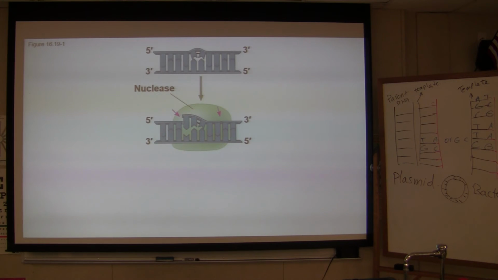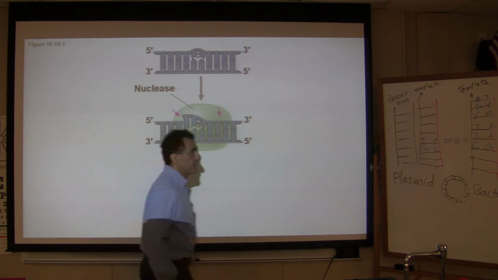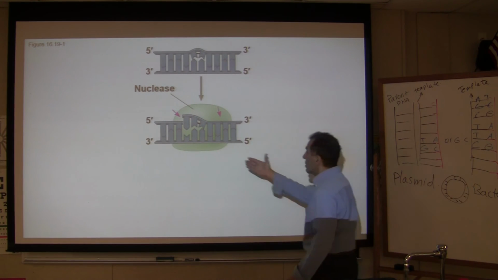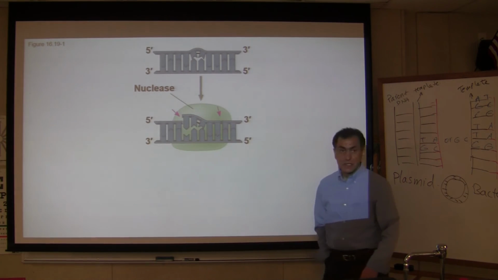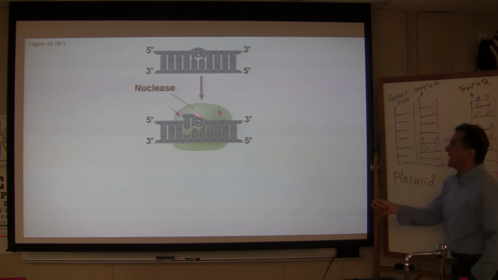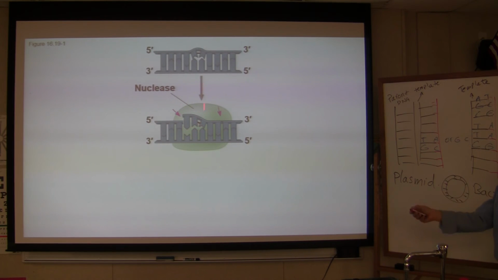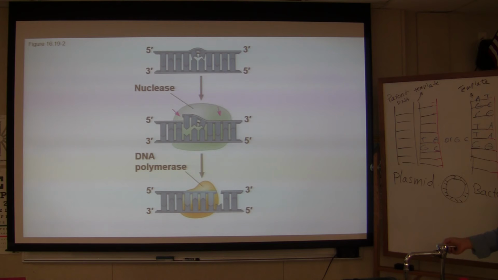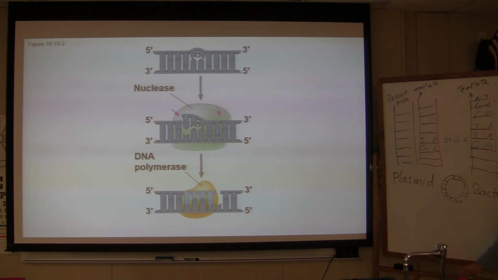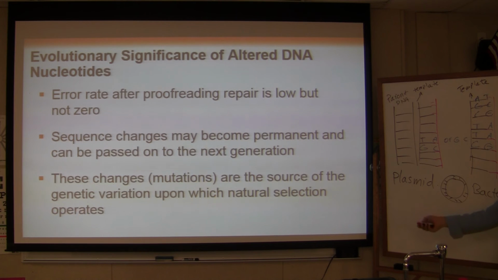Here it is. You have 3', 5' nuclease. The enzyme that takes off this damaged DNA is called nuclease. Nuclease is the enzyme that takes off the damaged DNA, and of course DNA polymerase comes and puts the new DNA in place. And of course DNA ligase puts them together.